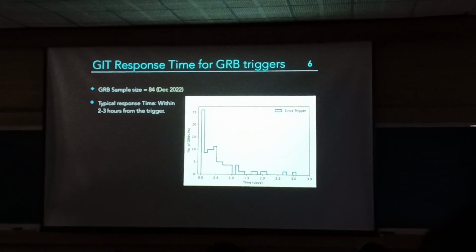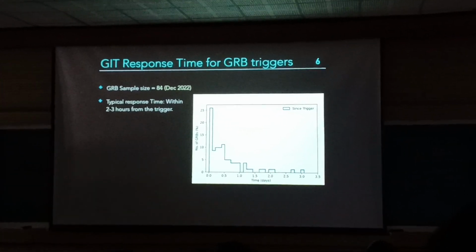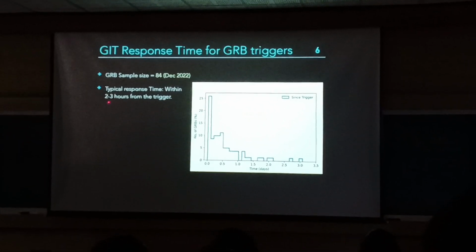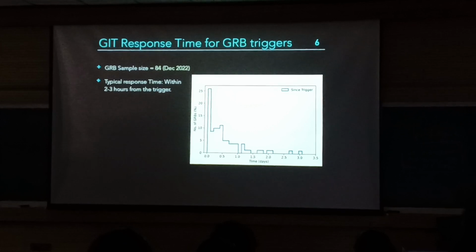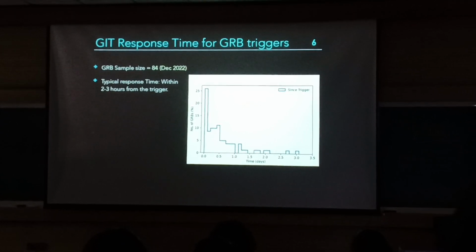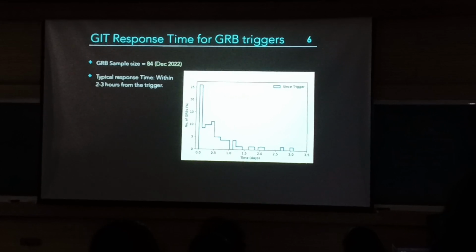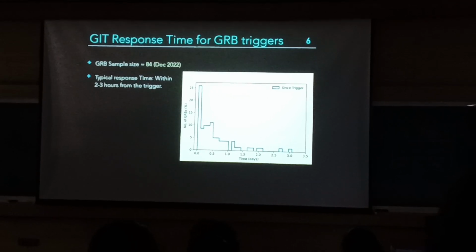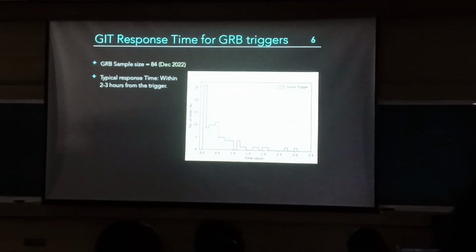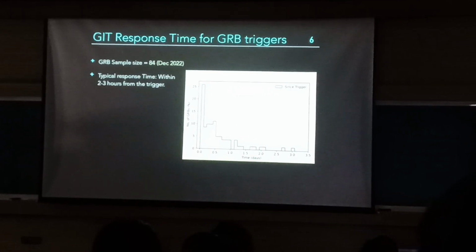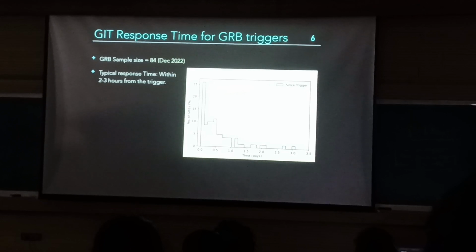Since the commissioning of the telescope, we have observed roughly 84 GRBs up to December last year, and the typical time that we have obtained is 2 to 3 hours from the trigger, which is this sharp peak over here, and there is also a bump over here, which is within a day or so. But we have to account for the fact that the GRB trigger might come in the daytime, while the only way we can follow it up is at night. So we have to wait for the first visibility window when it is observable.